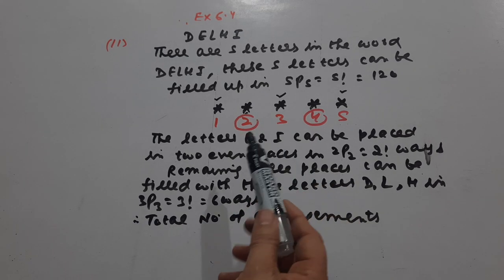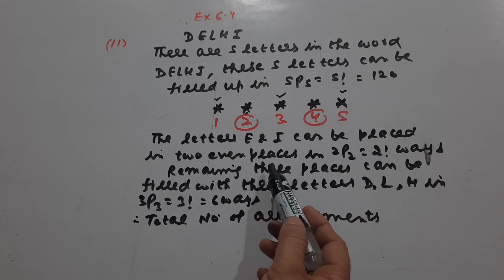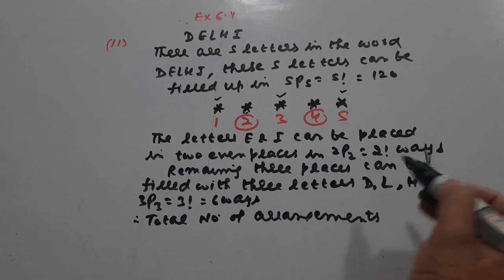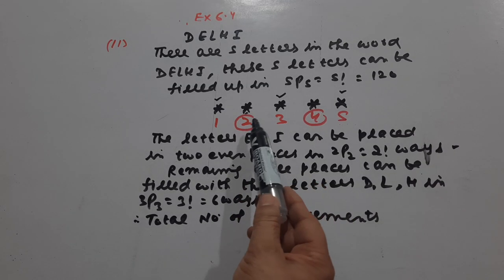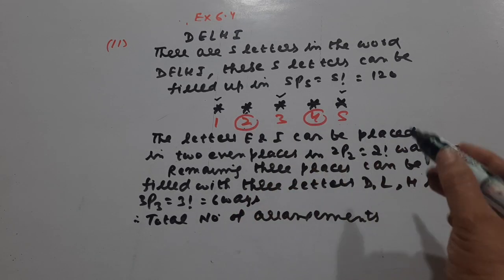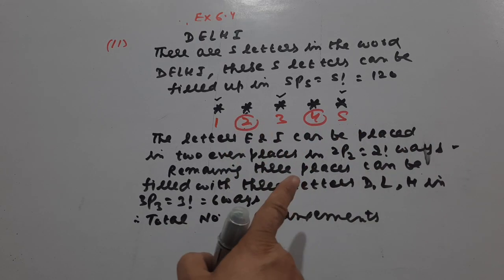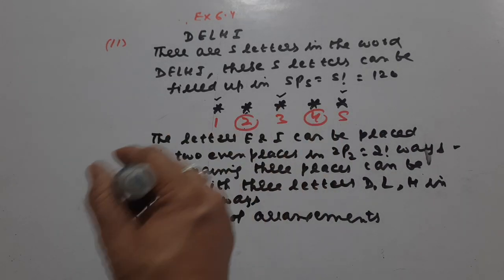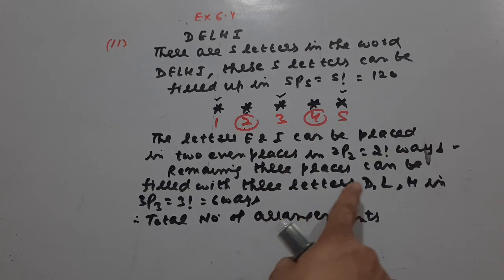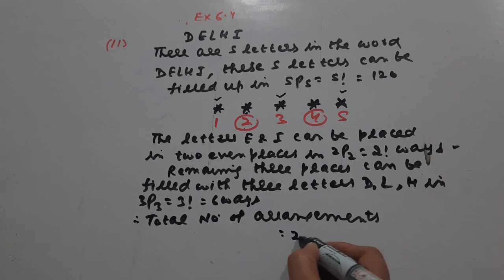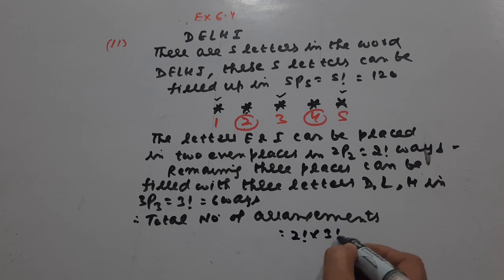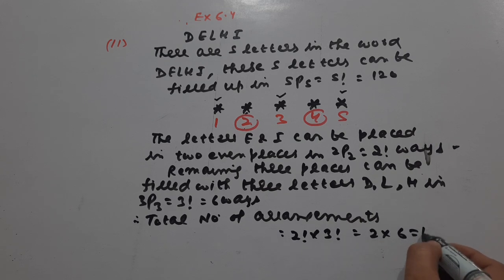So first the letters E and I can be placed in two even places in 2 factorial ways. सबसे पहले हमने जो हमारे पास इवन प्लेसेस हैं उनको फिल करना है बाय E एंड I. सो हमारे पास दो इवन प्लेसेस हैं और दो ही लेटर्स हैं and this can be done in 2 factorial ways. Remaining 3 places, 1, 3 and 5, can be filled up by 3 letters D, L and H in 6 ways, or we can say 3 factorial ways. So total number of arrangements is equal to 2 factorial into 3 factorial, 2 into 6 equals 12.